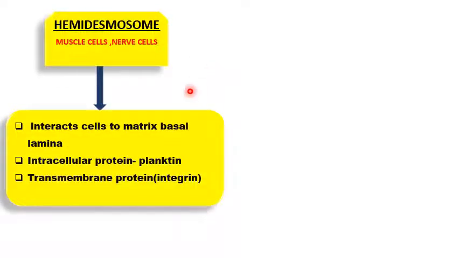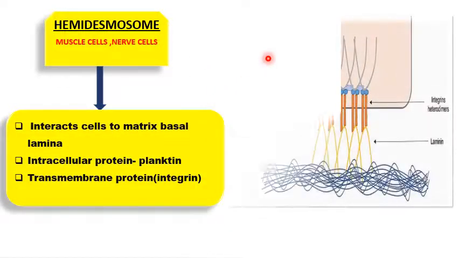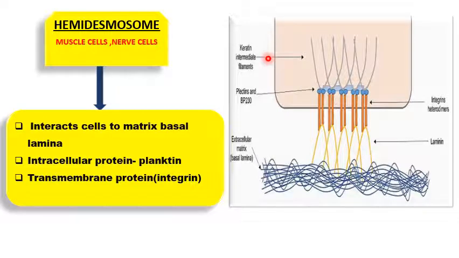Let's know what hemidesmosomes are. Hemidesmosomes are present in the nerve cells as well as the muscle cells, and these are a type of anchoring junction. Here you can see in a pictorial representation they interact the cell to the matrix, the basal lamina, involving certain other proteins. The proteins like intracellular proteins and transmembrane proteins.